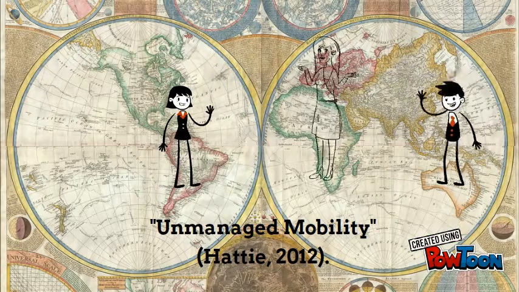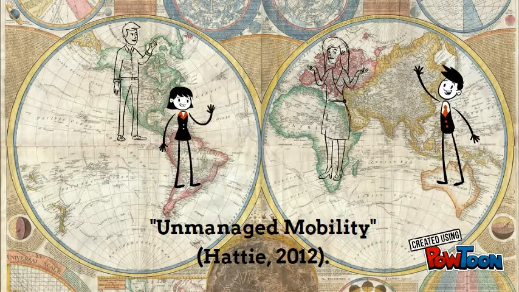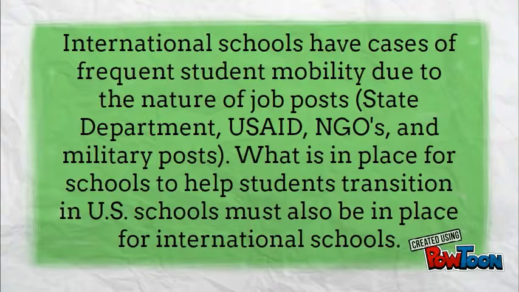Okay, so now we're going to switch gears a little bit and talk about something that educator John Hattie calls unmanaged mobility. Now, this can refer to within the United States or internationally. So now let's take a look at international schools. So understanding international schools, and we've looked at this, you can have the cases of frequent student mobility because of the nature of job postings.